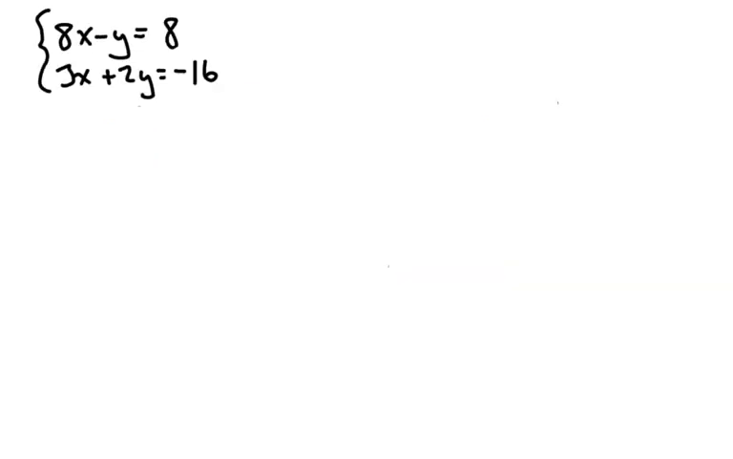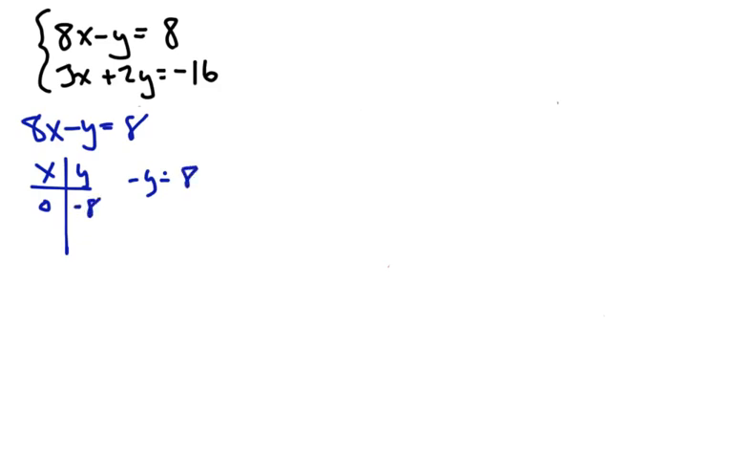Sometimes the equations aren't in slope-intercept form, but that's okay. We know how to solve them as well. If we look at the first equation, 8x minus y equals 8, since it's in standard form, we would look for intercepts. So we plug 0 in for x, and we have that negative y equals 8. So that means y is equal to negative 8. And then we plug 0 in for y, we'll have 8x equals 8, so x is going to equal 1.